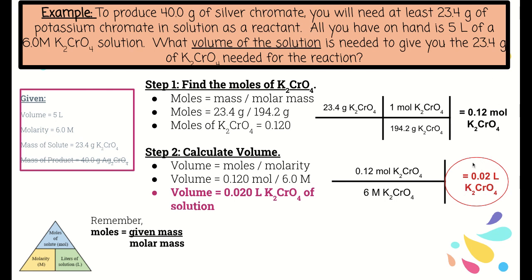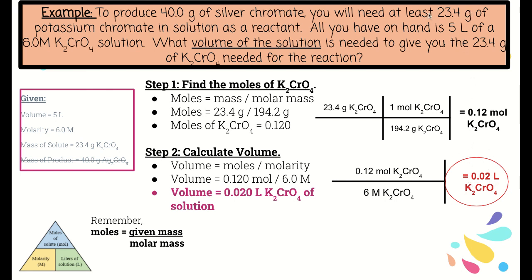So by using 0.02 liters of this particular 6 molar potassium chromate solution, you're only going to need that much to get 23.4 grams of the potassium chromate to use as your reaction. This goes back to limiting reactants and how much product you're going to produce, in that you're going to need a certain mass in order to fully produce this much product. So that's one additional step.